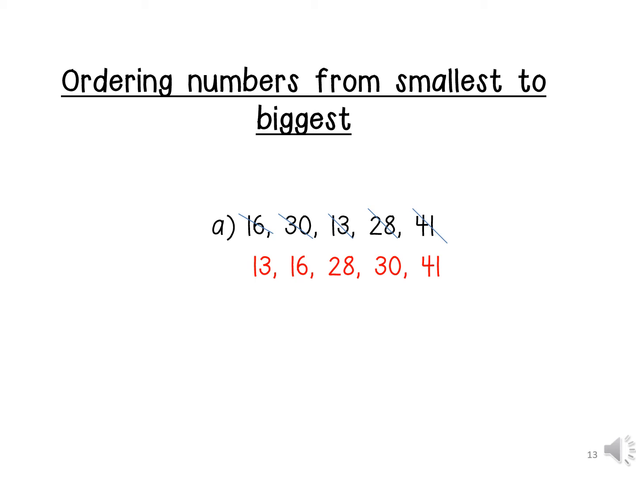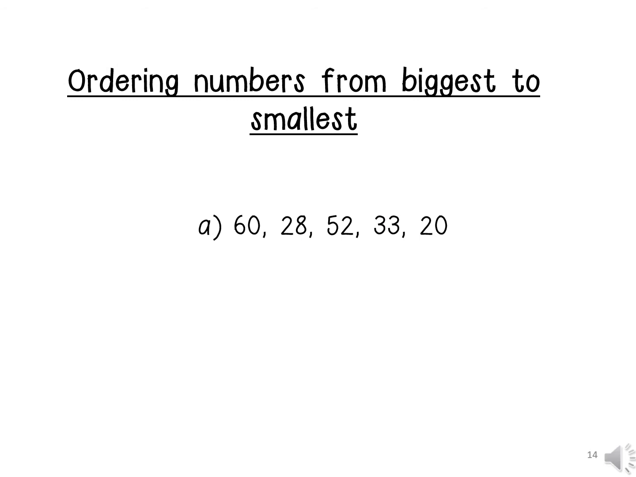Now let's read the numbers from smallest to biggest. 13, 16, 28, 30, and 41. Now we are ordering numbers from biggest to smallest. A. 60, 28, 52, 33, and 20. So boys and girls, our biggest number here is 60. As you can see, I have scratched out 60 and I wrote it at the bottom.